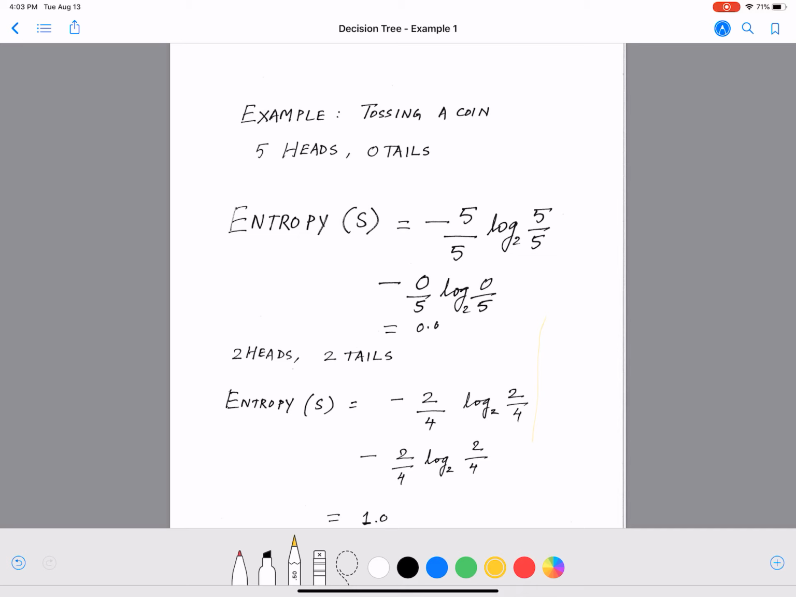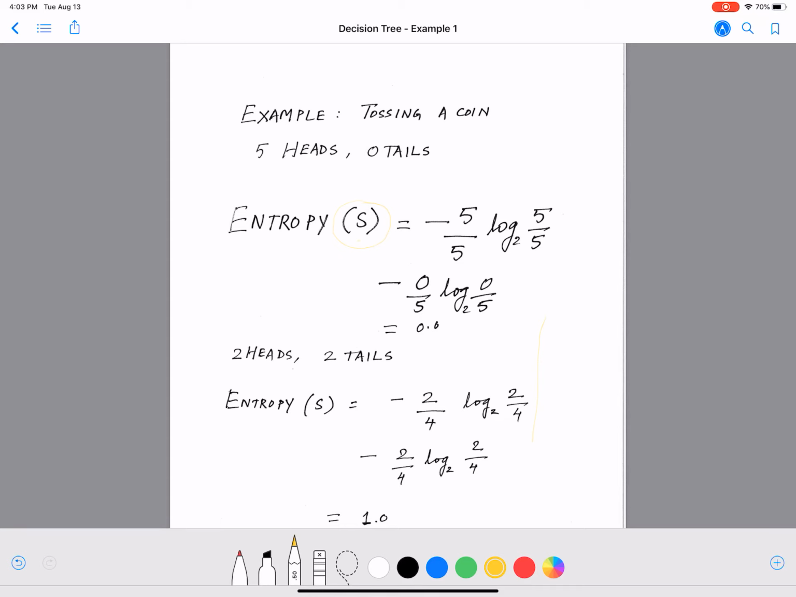Let's say you toss a coin 5 times and you get 5 heads and 0 tails. So now this is your data. Your data consists of all these outcomes, 5 heads and 0 tails. And if you were to have this data, which is given by S, so S is your data, and you have 5 heads and 0 tails.